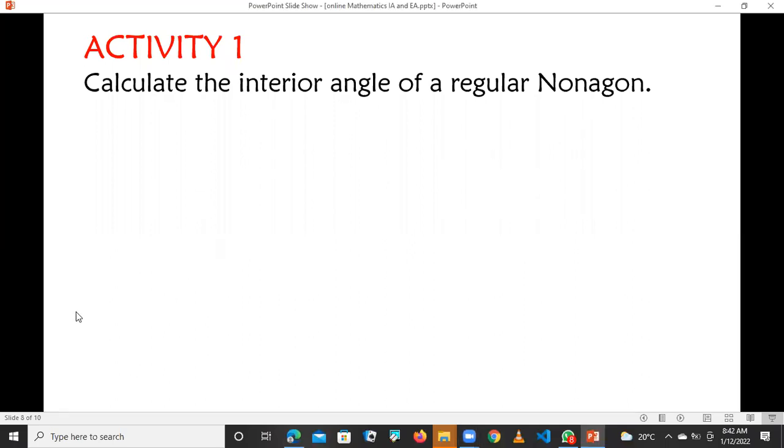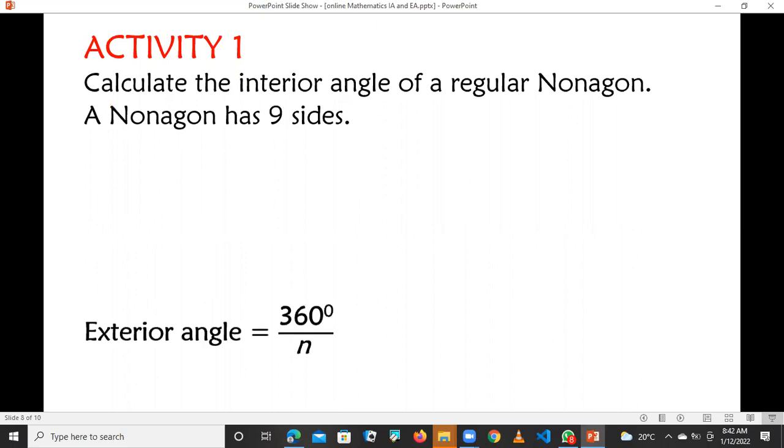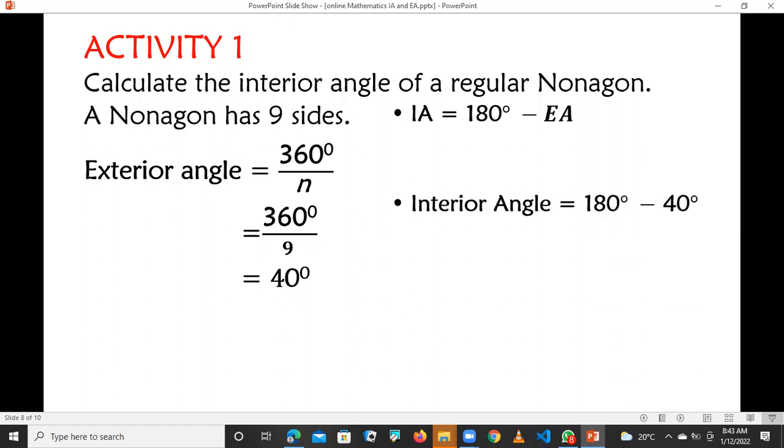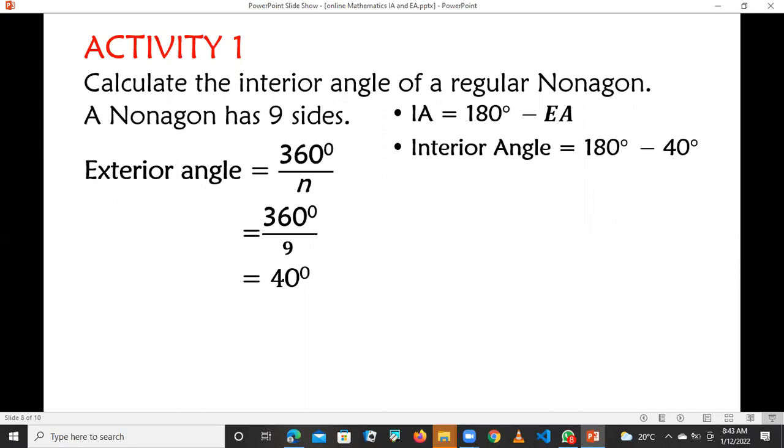Okay, so now look at this. So we are saying an octagon has got 9 sides. Then exterior angle is equal to 360 degrees over n. Then you replace, you are going to get 40 degrees as the exterior angle. But this is not the answer. So you say interior angle is equal to 180 degrees minus exterior angle. Then you say interior angle is equal to 180 degrees minus 40 degrees. Then you are going to say interior angle is equal to 140 degrees. So you would have answered and you get your 2 marks in the exams.